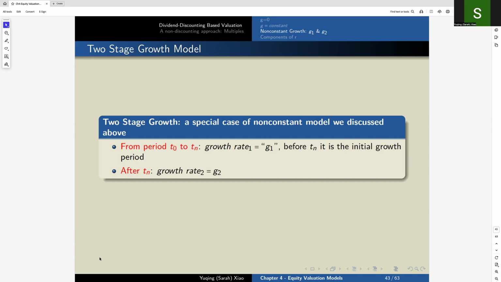Now let's formalize the two-stage growth model, which is really just a special case of the non-constant growth model. Here the company grows at one rate, let's call it G1, for a set number of years. Then starting in year n+1, it shifts to a second lower rate, G2, which continues forever. This is a good approximation for many firms. Think of a startup that grows rapidly in the first 5 to 10 years, and then matures into a stable company with slower long-term growth.